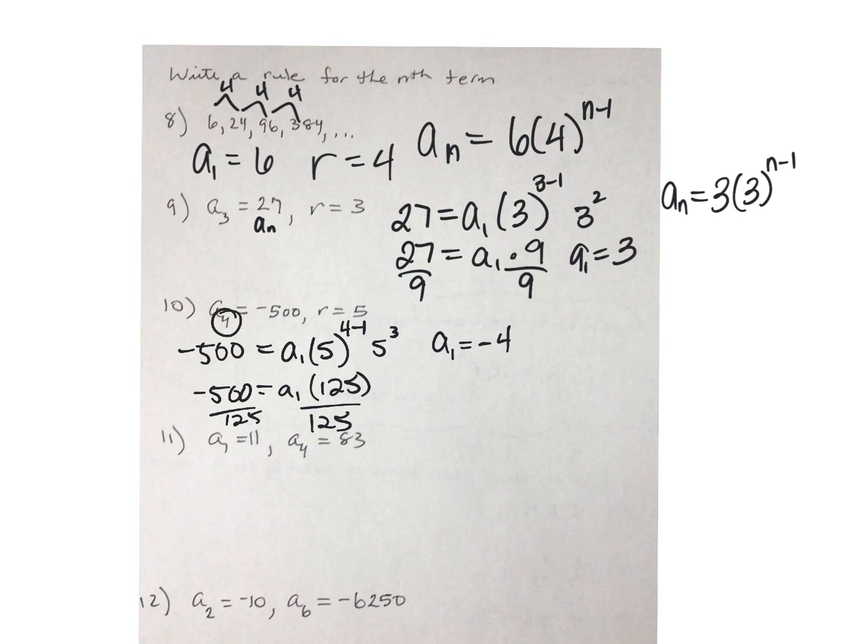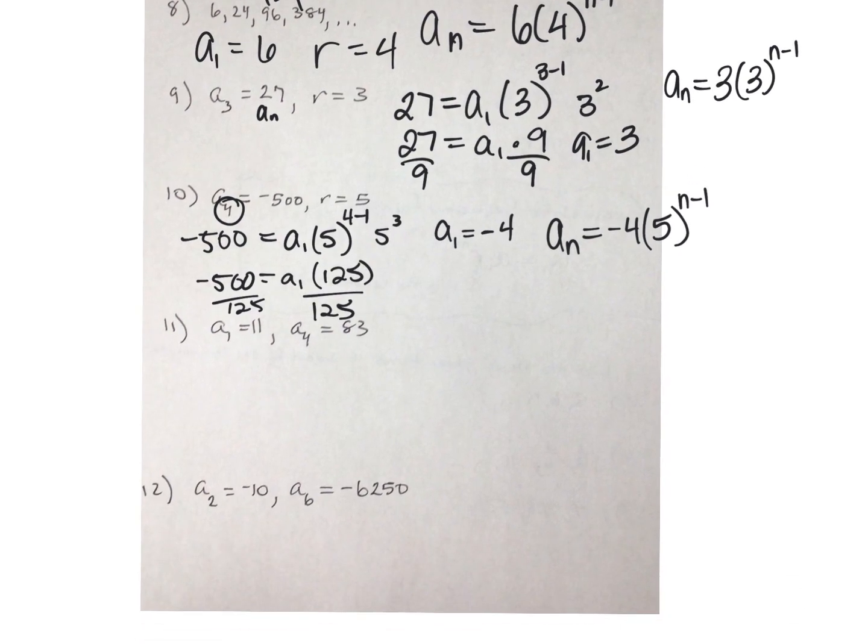Am I done? No, it asks for the rule. So an equals what? To the n minus 1, right? Negative 4 times 5 to the n minus 1. All the rules are going to have n minus 1 as the exponent and a1 equal to. All right? How about number 11?